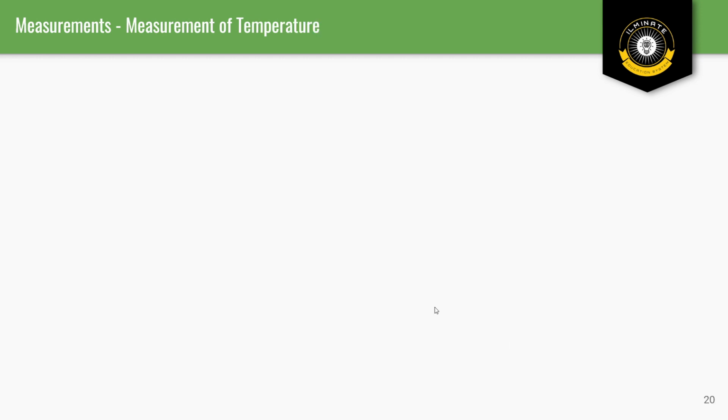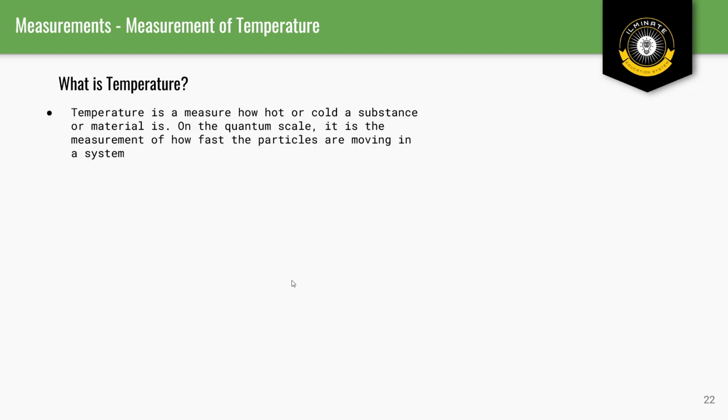Moving on to the measurement of temperature. So, what is temperature? Temperature is a measure of how hot or cold a substance or material is, as you must have already known. On the quantum scale, which simply means the particular scale, the scale at which the atoms interact, it is the measurement of how fast the particles are moving in a system. And it is usually measured in Celsius, which is degree C, Fahrenheit, which is expressed as degree F, and Kelvin. However, mostly we'll be using the degree Celsius scale in our questions and syllabus.